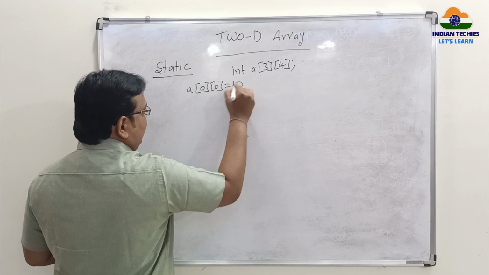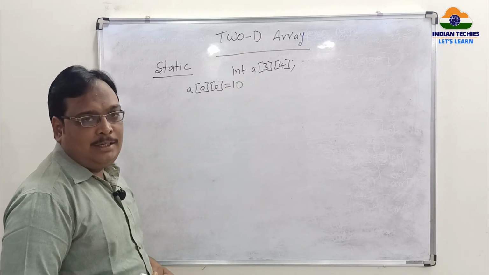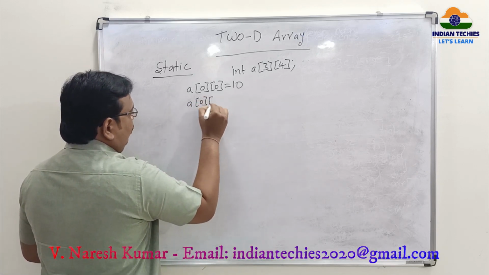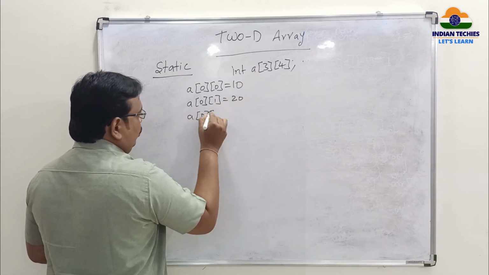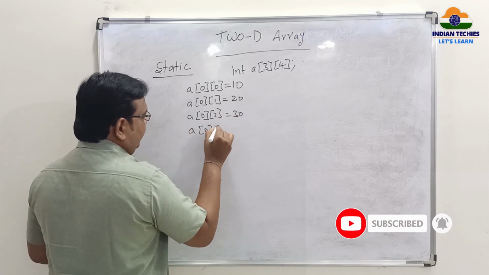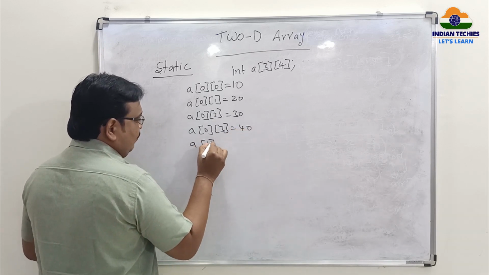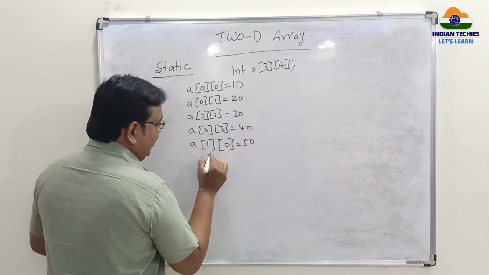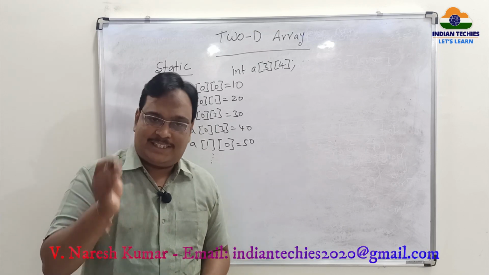In this, if I assign 10, the value 10 will be stored in the first integer in this two-dimensional array. Next one is a[0][1] equal to some value. a[0][2] equal to some value. a[0][3] equal to some value. Next, one row is completed. Next one is 1, 0, and that is a value. Like this, if you give one by one, this is individual input in static.